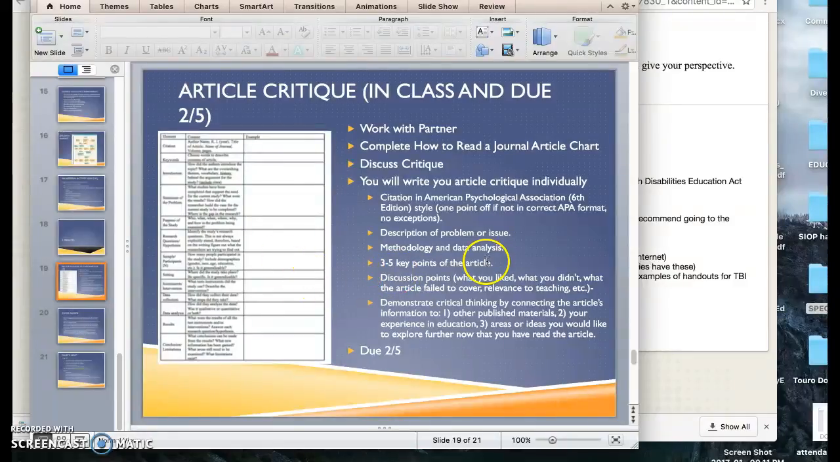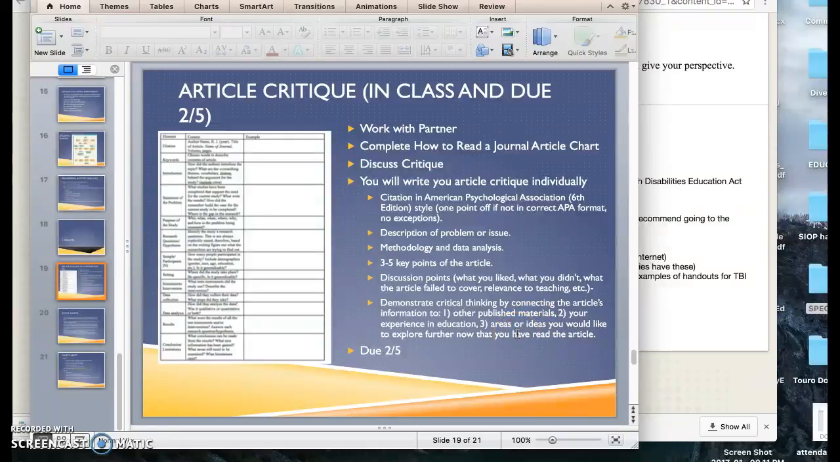So next week, you will create a PowerPoint that you'll present, and you'll give us a little bit of background just on the problem and the methodology. I'm talking a few sentences. And then what you'll focus on is probably one slide or maybe two, depending on how many words you have on the slide, about the 3 to 5 key points of the article. And then the second one is the critical thinking piece.